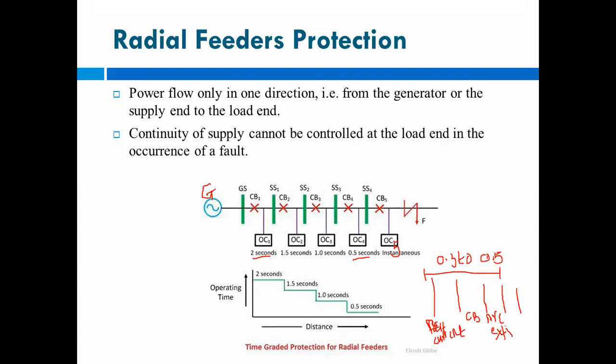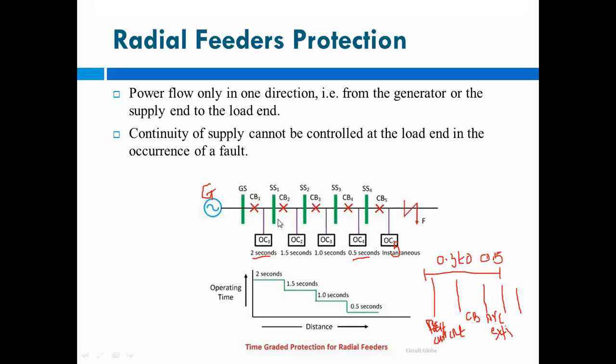Then the next point is the radial feeders protection. What is meant by radial feeder protection? Here we are considering one generating station and one line which is supplying the load. For this radial feeder protection, there is only one source to supply. That means if a fault occurs, then your whole system will stop there.